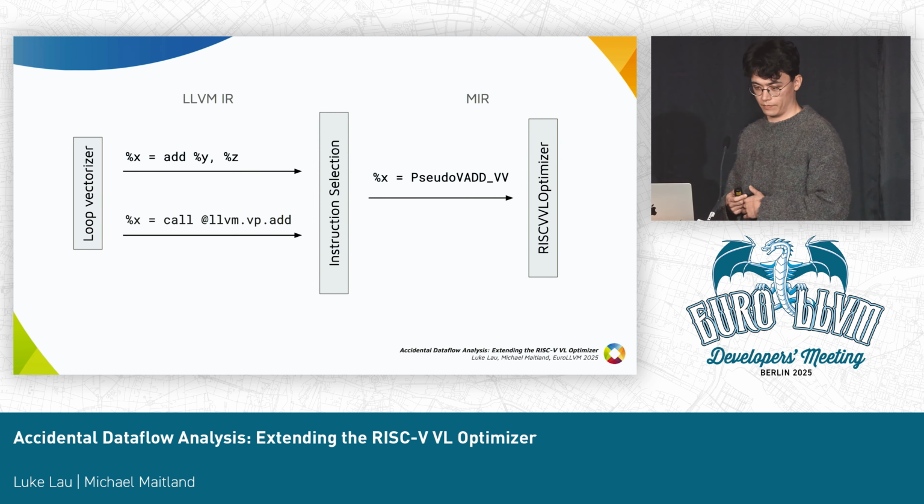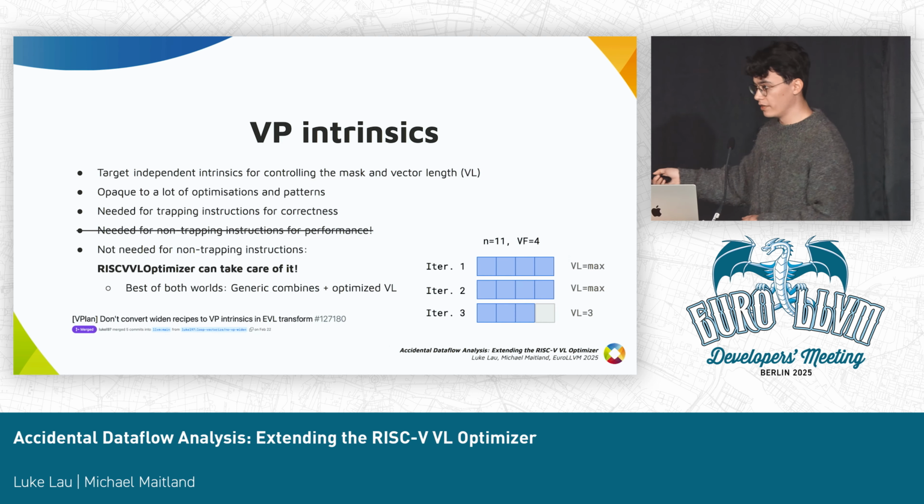But in any case, the key thing about this pass is that it sits at the machine instruction level. And whilst it also reduces the VL in the same way that VP intrinsics reduce the VL, because it does it at the MIR level, it's able to reduce both regular LLVM IR and VP intrinsics, because they both get lowered into the same machine instructions at the end of the day. And so that meant that when that pass landed, the loop vectorizer didn't have to emit VP intrinsics anymore. We could just emit regular LLVM IR instructions, and we got the best of both worlds. We got the good codegen, and we also got reduced VL. We basically got that for free with that pass, which is great.